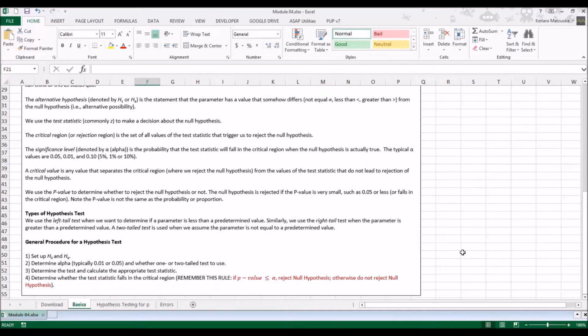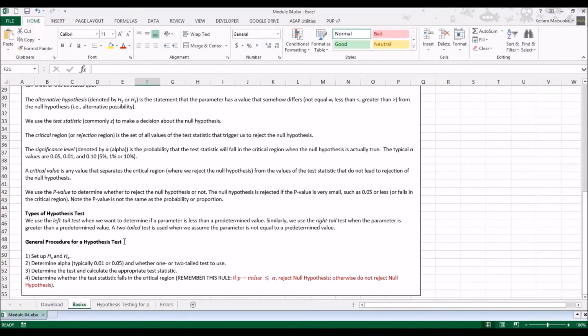Also, there are a couple different types of hypothesis tests. So there's a left tail test, right tail test, and two tail test. So you should know the differences between all these different tests and when to use the left tail, right tail, and then the two tail test.